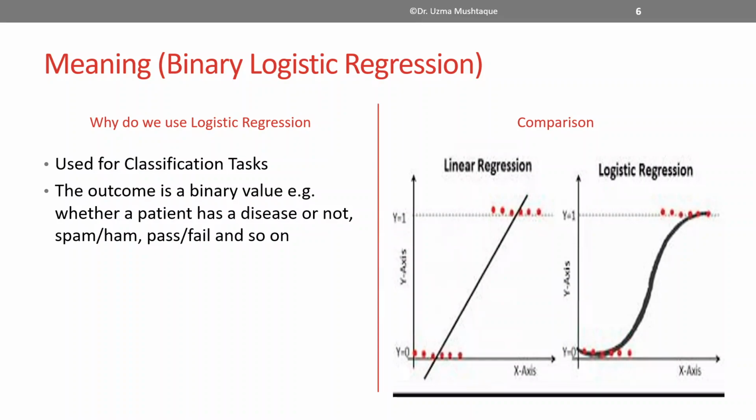Okay, so here, what is binary logistic regression? Why am I calling it binary? Because we are focusing only on whether a person selected something or not, whether an email is spam or not. There could be more than one class for sure. Logistic regression, or binary logistic regression, is used for classification tasks. The outcome is a binary value. For example, a patient has a disease or not, spam or ham, pass or fail, and so on. And then here on the right, you can imagine, let's say in our problem, this is age and this is purchased or not.